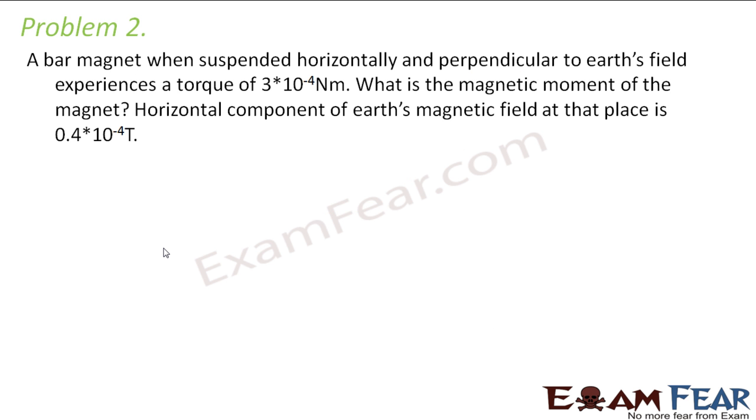It says that a bar magnet, when suspended horizontally and perpendicular to Earth's field, experiences a torque of 3 into 10 to the power minus 4 Newton meter. What is the magnetic moment of the magnet? That is, let us suppose we have a bar magnet which is suspended horizontally and perpendicular to the Earth's magnetic field. Let us suppose this is the direction of the Earth's magnetic field. Okay, and I have suspended a bar magnet here which is suspended horizontally and perpendicular to the Earth's magnetic field.